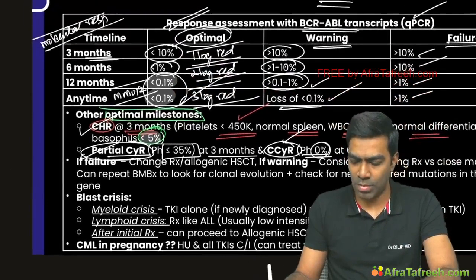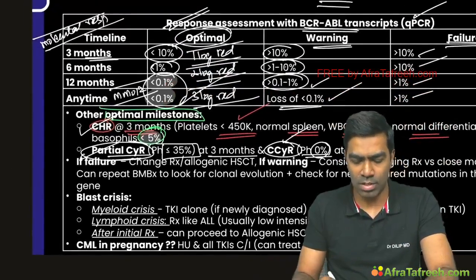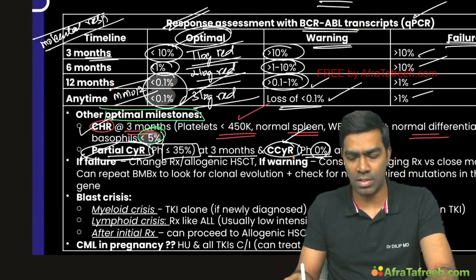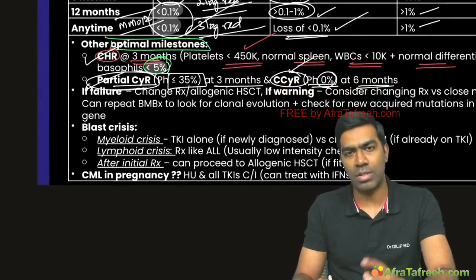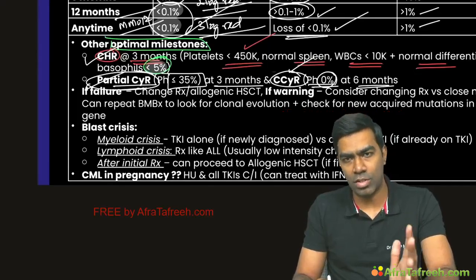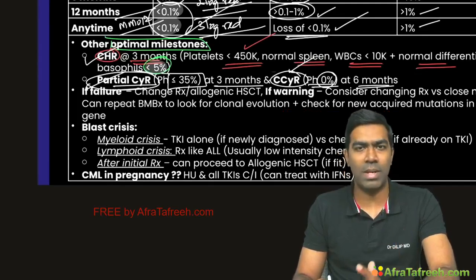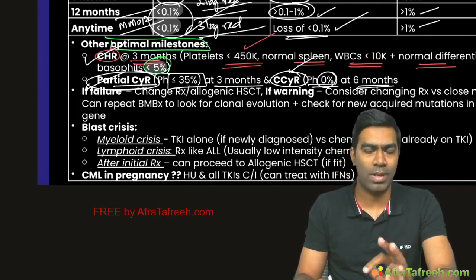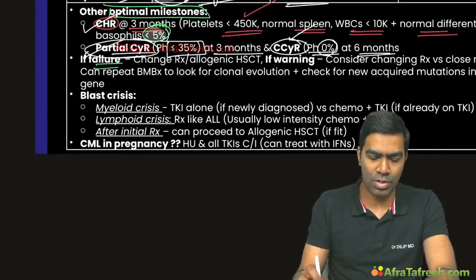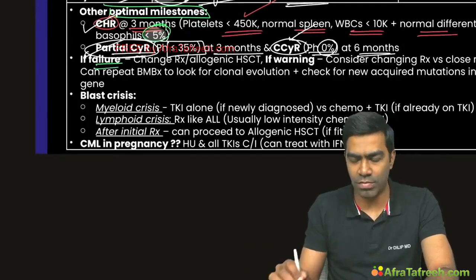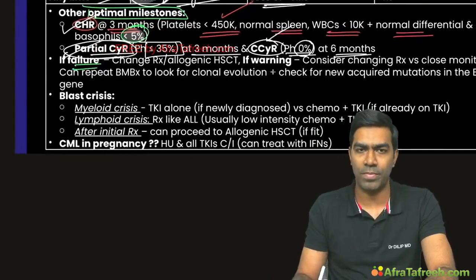So what are the optimal milestones? Major molecular response at 12 months, a complete cytogenetic response at 6 months, and a complete hematological response at 3 months. These 3 are very, very important milestones. Let me repeat: complete hematological response at 3 months, complete cytogenetic response at 6 months, and major molecular response at 12 months. In case the patient has encountered a failure of therapy, I told you the definitions of failure when it comes to RT-PCR.